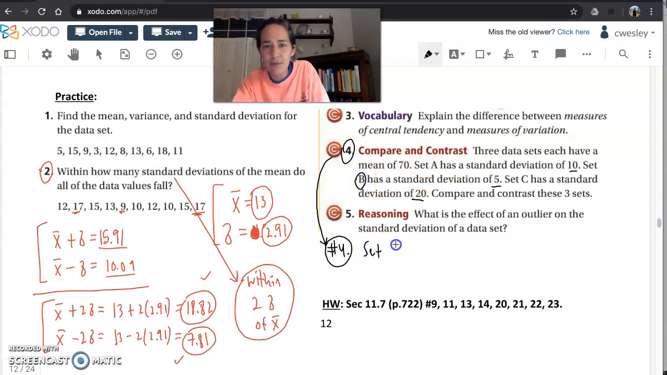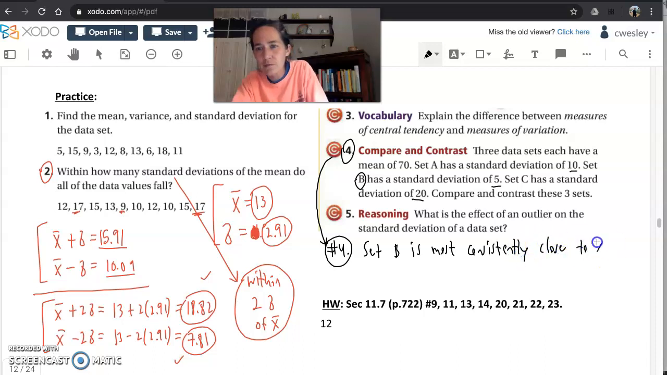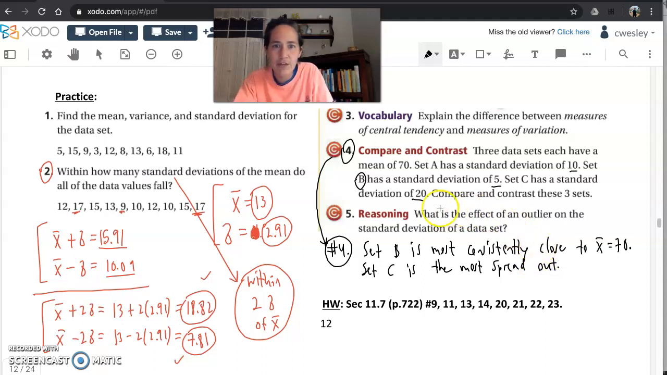We'll say set B is most consistently close to the mean of 70. Okay, which is the furthest spread out? Well, set C has a huge standard deviation. On average, the people in that class, if this is grades, they're doing about 20 units above or below 70. They're getting 90s or 50s. Yikes. So we'll say set C is the most spread out. And A falls right in between the two. I think we can leave it at that for now.